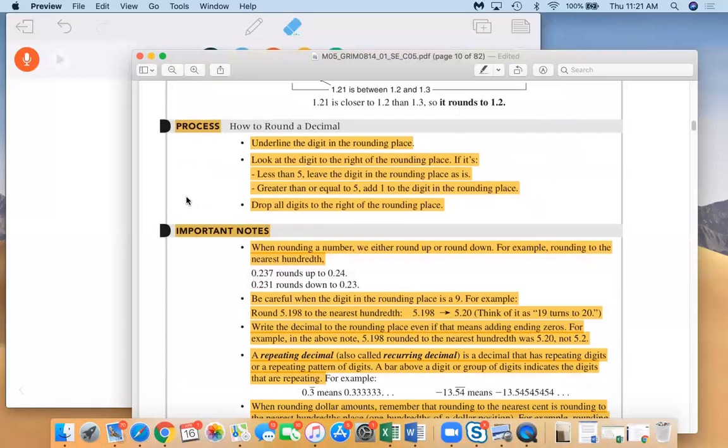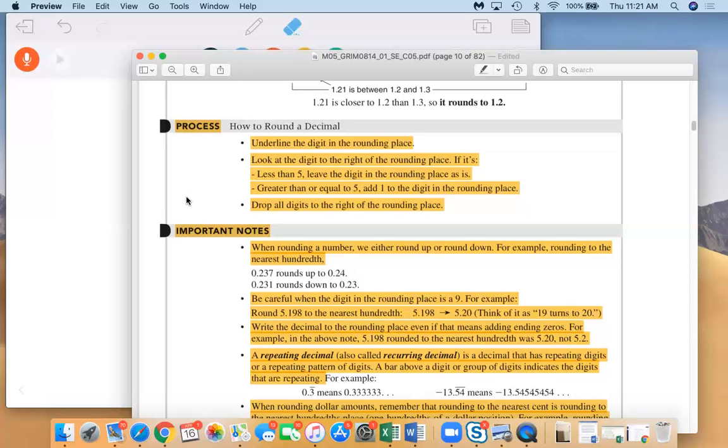Okay, so the process: underline the digit in the rounding place, look at the digit to the right of the rounding place. If it's less than 5, leave the digit in the rounding place as is. If it's greater than or equal to 5, add 1 to the digit in the rounding place, or round up. Drop all digits to the right of the rounding place, which is a little different. When we rounded whole numbers, everything to the right went to 0. But in this case, you just drop everything because we're after a decimal. There's no point in writing out zeros anymore.